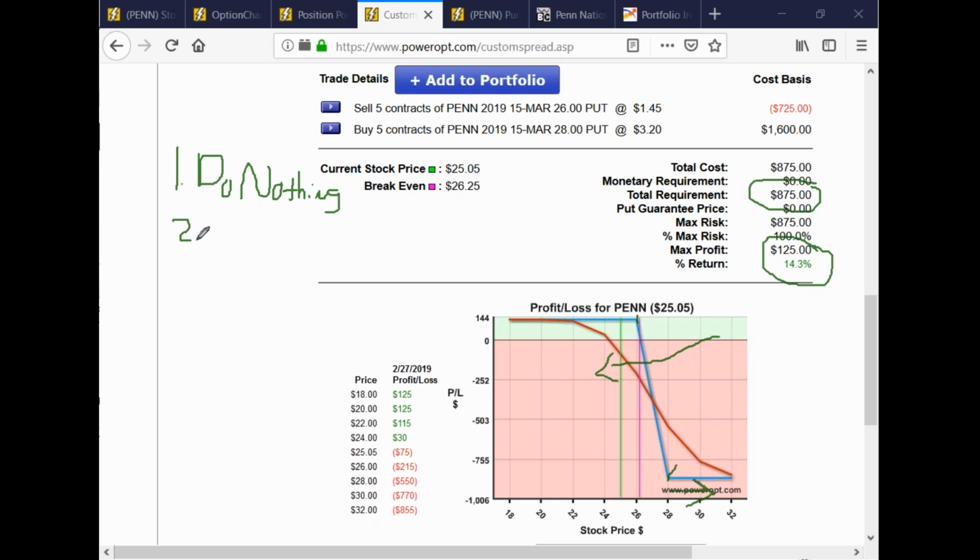Number 2. This should have been number 2. I forgot it at first. It's another obvious one that no one likes: close the position, take the loss, move on to another naked put position on a stock that is going your desired direction.